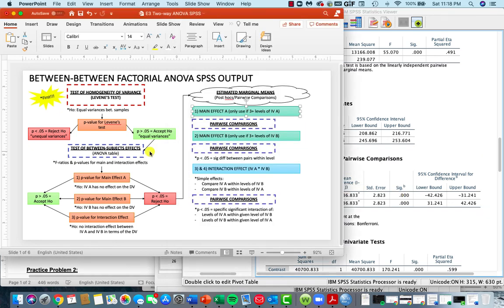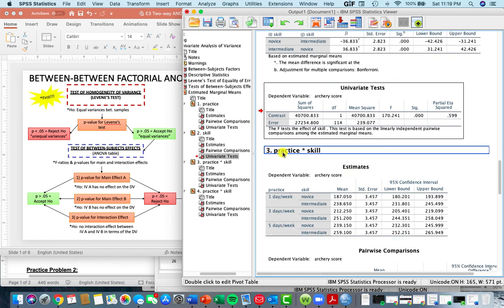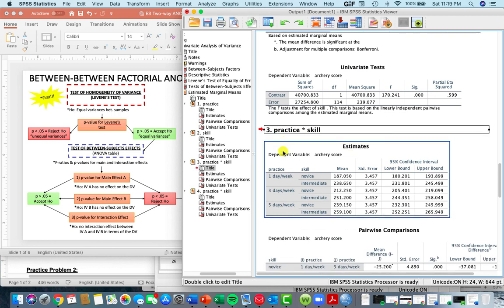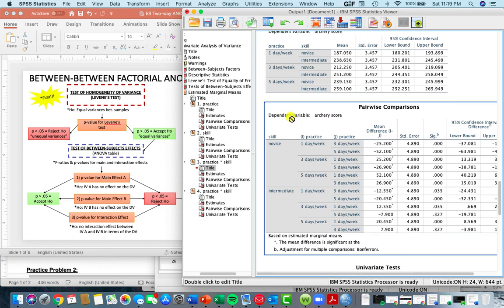But that would be your pairwise comparisons for main effect B. And then last but not least, we're going to look at our interaction effect. So the first one that we put in, again, remember we said we're going to look at practice, or compare practice, and we're going to see how skill level differs when it's in practice. Okay, we're going to look at practice within skill level.